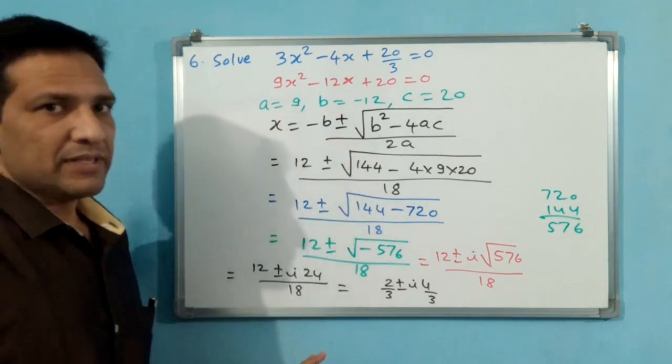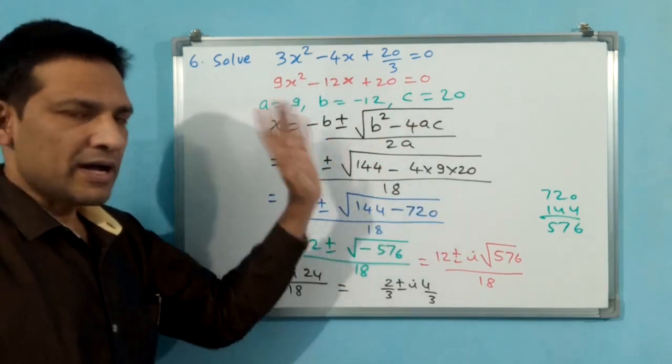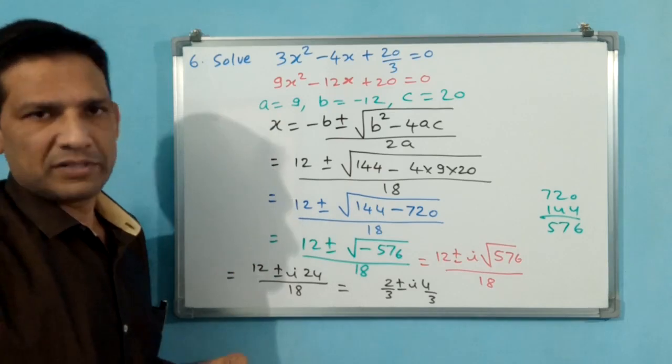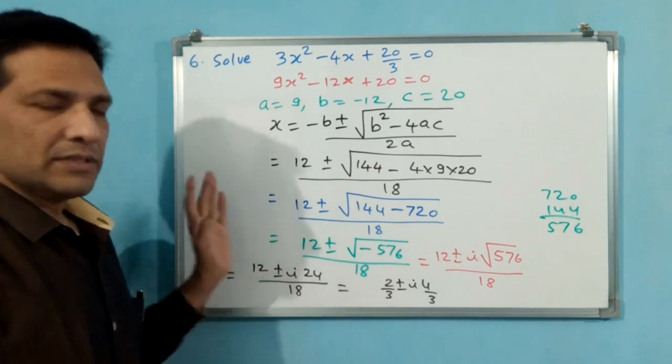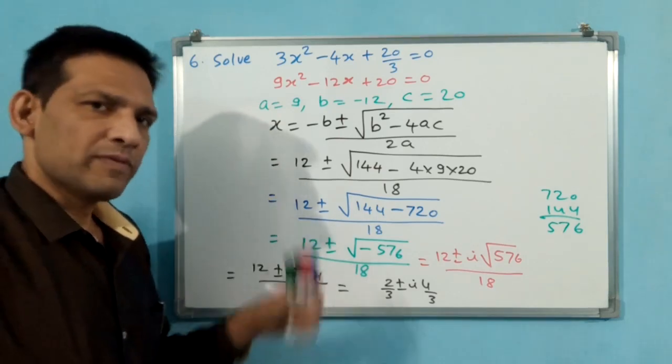Okay, this is a complex number. That means the solution we have got is not a real number; the solution is a complex number. This is the 6th question. Let us go for the 7th question.